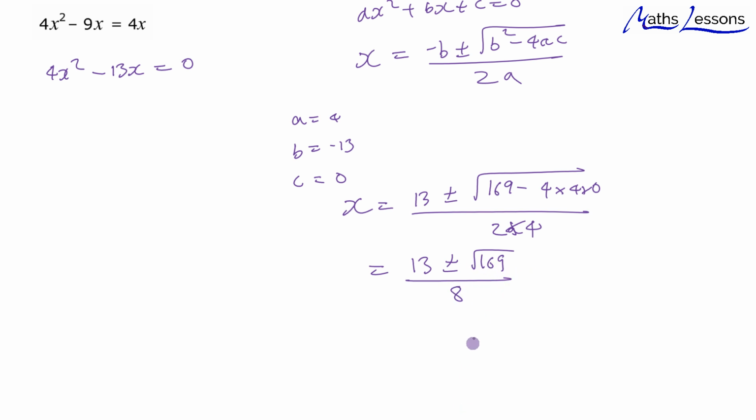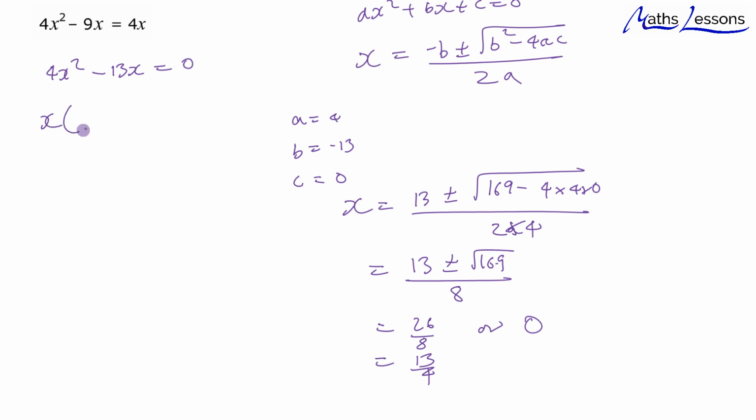So the square root of 169 is 13, so I can have either 13 plus 13, which is 26 over 8, or 13 minus 13, which is 0 over 8, which is 0. And 26 over 8 will give me 13 over 4 when it cancels down. Now, a much better way to do this is to factorize it.